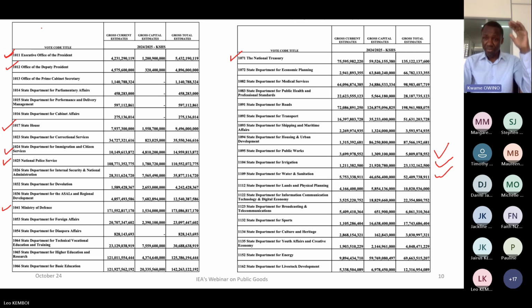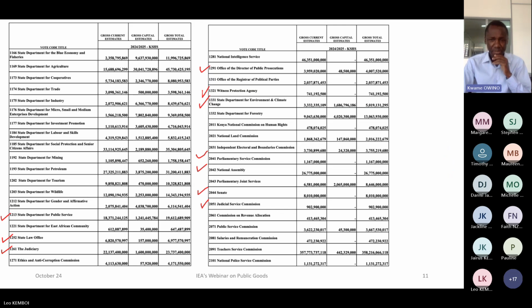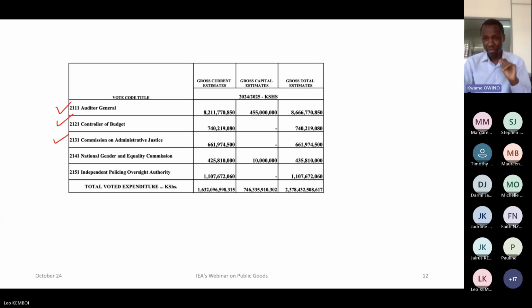Now, we identified here 77 different departments or functions that government has. Each of them has a vote head. And of those 77, if you count the red checks, the ticks, only 25 are purely public goods functions, which is about one third of all the functions. So all these other functions suggest that government in Kenya, or those who support government, perhaps Parliament together with the executive, has this expanded view.